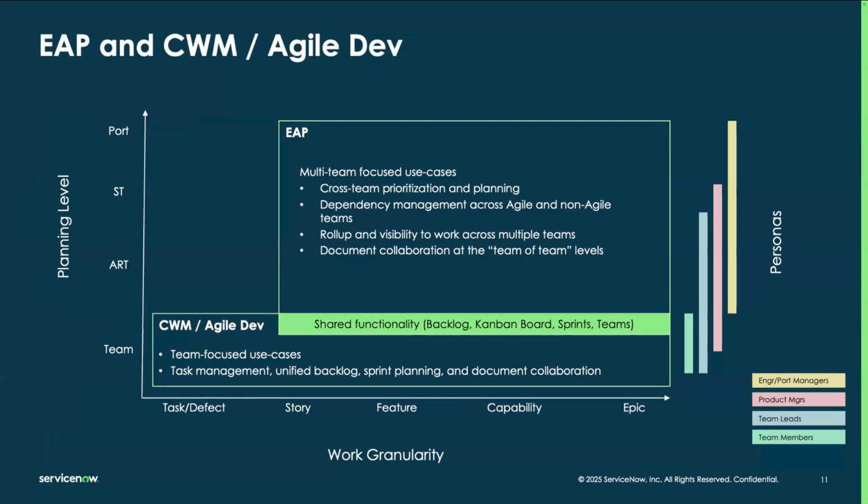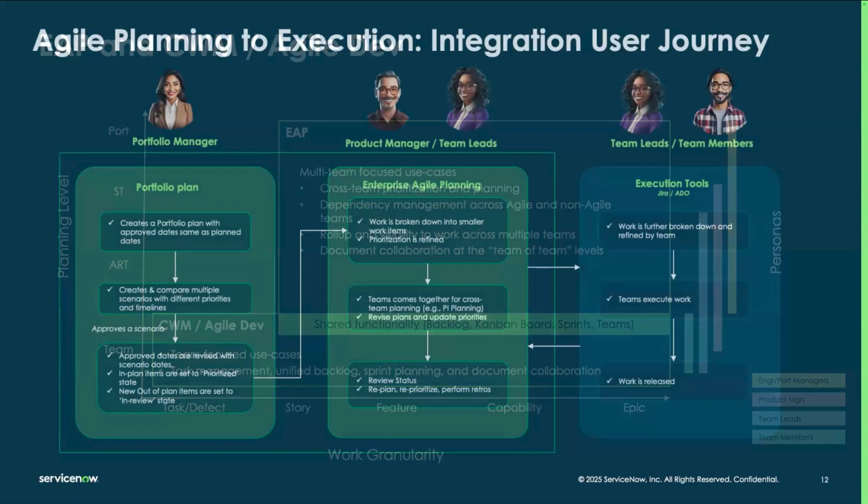So here we have the planning level over on the y-axis and the work granularity on the x. And so you can see, the team focus. That's really where CWM and Agile Dev come into place. We have a lot of shared functionality in terms of the planning at the team level with the backlog, the Kanban sprints, and the individual teams. But EAP is really focused on those cross-team prioritization and planning decisions at the art level, as well as the solution train, if you're using solution trains, as well as that overall portfolio. But this is just to let you know where things fit together. But with that, let's go to the next slide, and I'll pass it over to Sai.